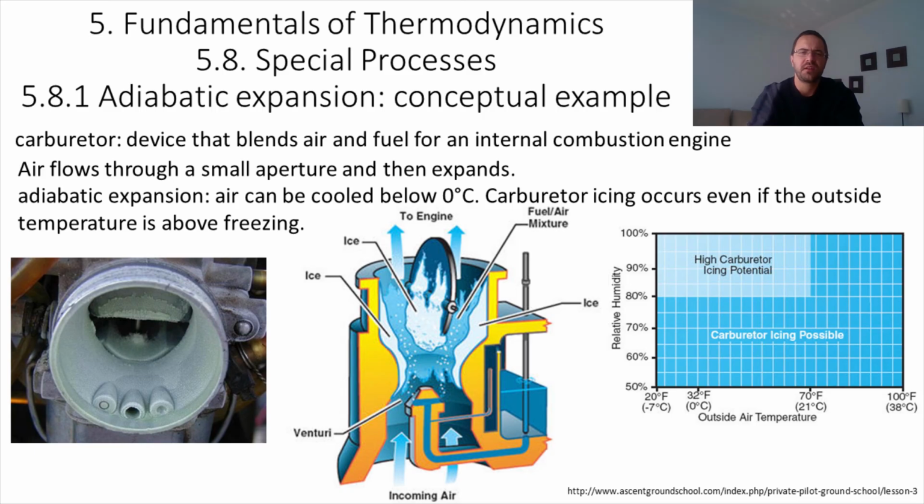Another example is what is called carburetor icing. The carburetor is a device that blends air and fuel for an internal combustion engine. The air flows through a small aperture and then expands. So we have an adiabatic expansion. And air can be cooled below the freezing temperature and ice can form even if the outside temperature is well above freezing. And so if you fly such a plane, you need to check the humidity level, the temperature, and the airflow, because you don't want carburetor icing to block the engine, and you could run out of fuel.